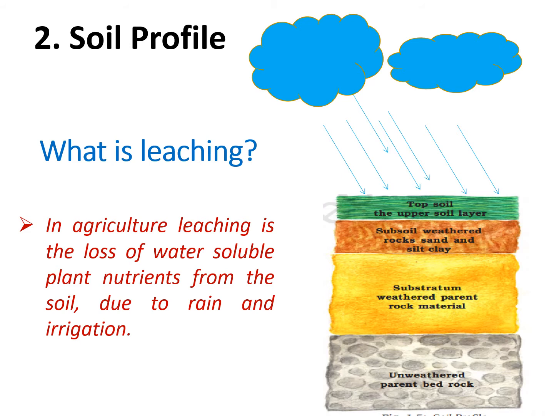We talked about leaching in the second layer of the soil. So what is leaching? In agriculture, leaching is the washing off of water-soluble plant nutrients from soil due to rain and irrigation.